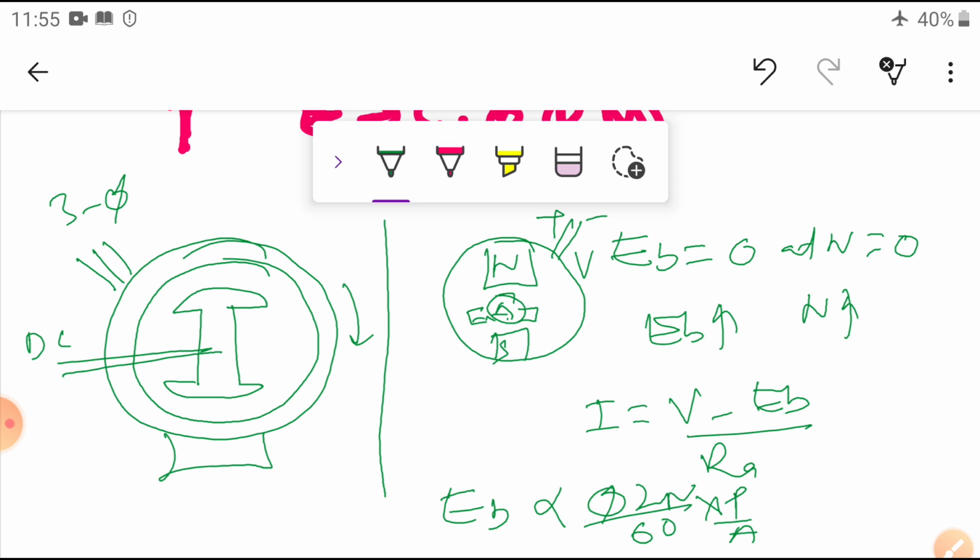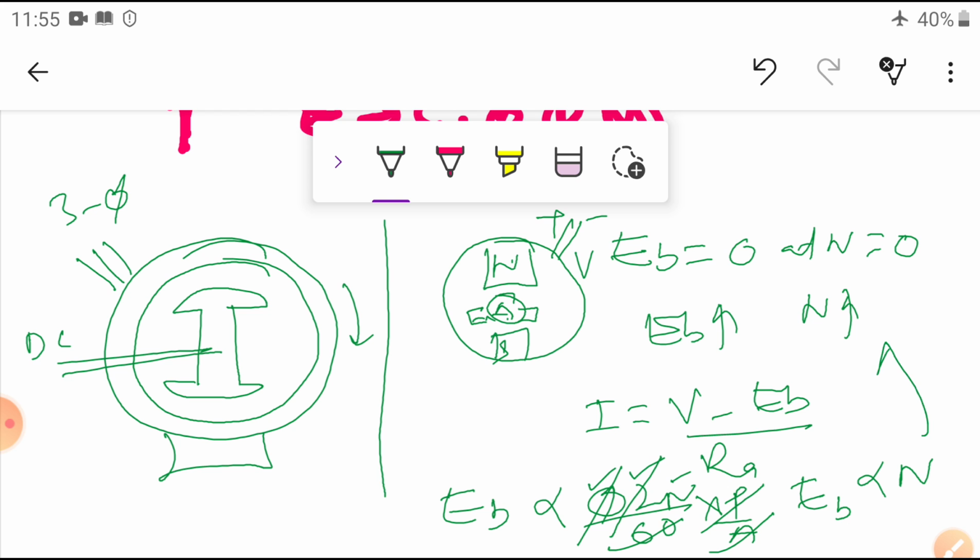So already we have seen this. Now EB is directly proportional to what does it depend on? Number of conductors, this is constant. Speed, that is the variable. Flux, North and south poles are fixed. 60 is fixed, number of poles is fixed, number of parallel paths is fixed. So back EMF is directly proportional to the speed.